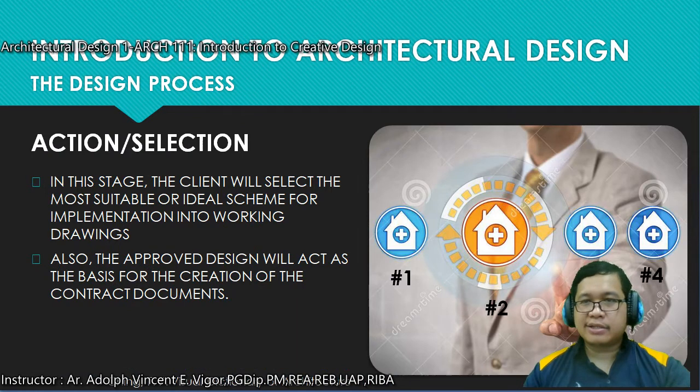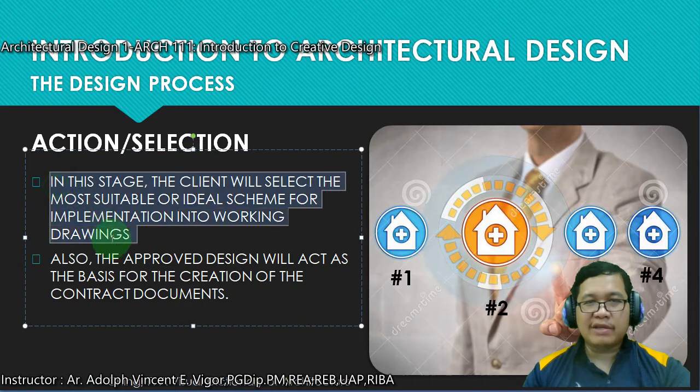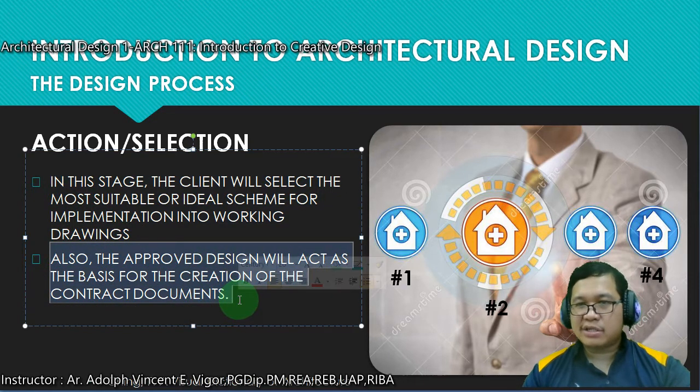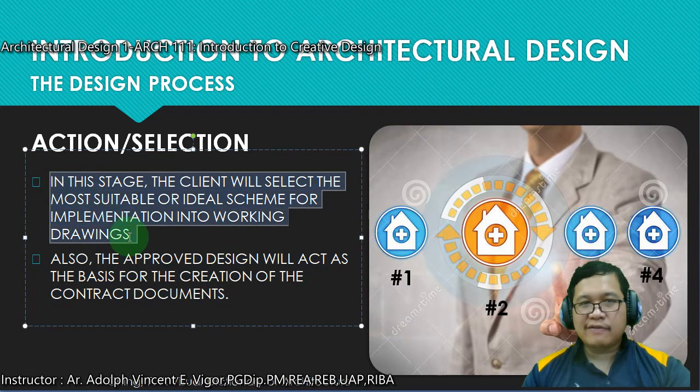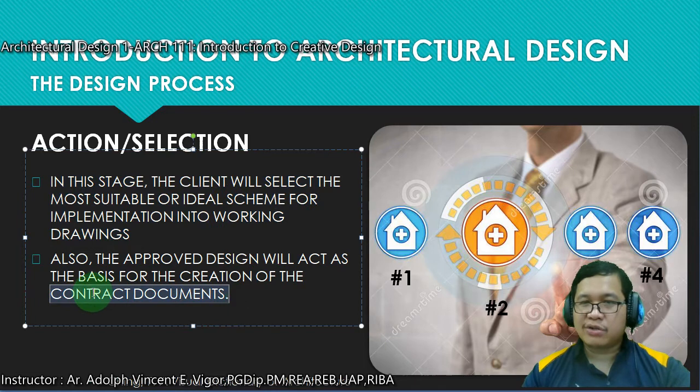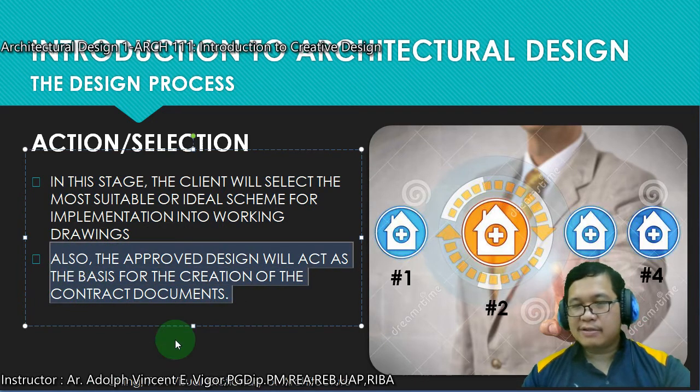Next is action or selection. In this stage, the client will select the most suitable or ideal scheme for implementation into working drawings. Also, the approved design will act as the basis for the creation of the contract documents. So at this stage, class, you have already produced several drafts. The client will have to select what scheme he or she really likes. Then the approved design will be the basis for the creation of the contract documents. So your contract documents will be the design drawings or the blueprints.